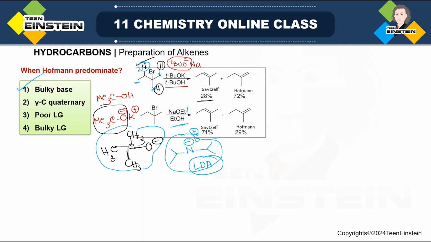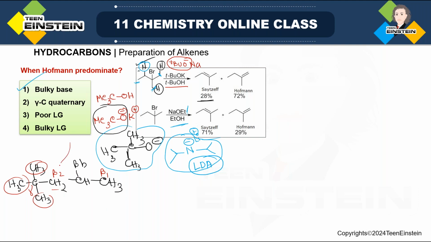Now what about the second point, which says that the gamma carbon is quaternary. Sometimes it may happen that you have some compound like this. Now in this case, how many different types of beta hydrogens are there? This is beta 1. Suppose this is beta 2. Now this carbon is the gamma carbon, isn't it? And this gamma carbon is quaternary because it is attached to a total of 4 carbons. So it is a quaternary carbon. Now the approach of the base to this position and the approach of the base to the other position, which one is easier? This one is easier, not this one.